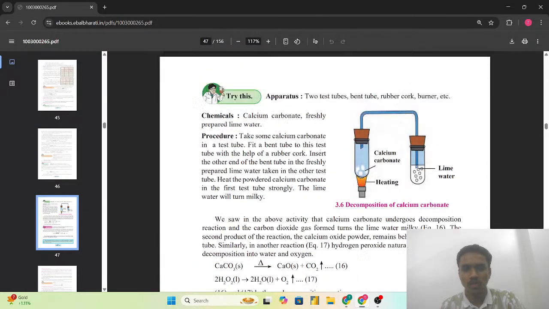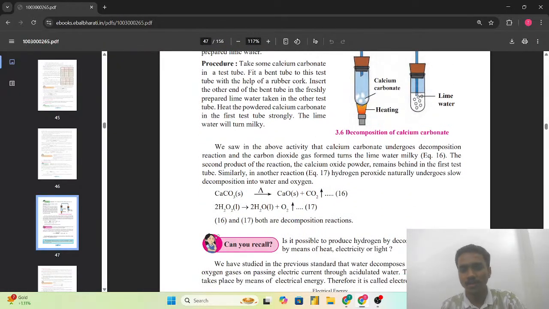We have also seen the experiment of decomposition of calcium carbonate. We take calcium carbonate, CaCO3, and when it is heated it forms calcium oxide, which is in the solid state, and carbon dioxide gas is released. Another decomposition reaction is that of hydrogen peroxide, H2O2, which at room temperature decomposes into two products: two molecules of water and oxygen gas is released.